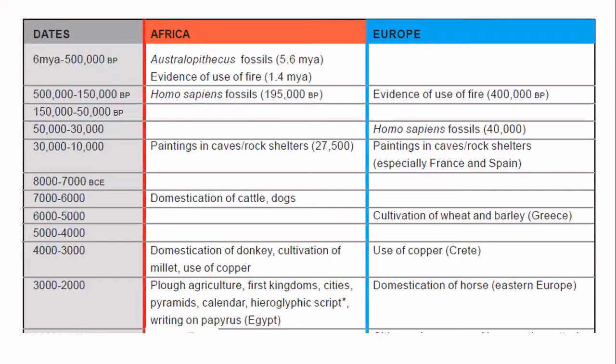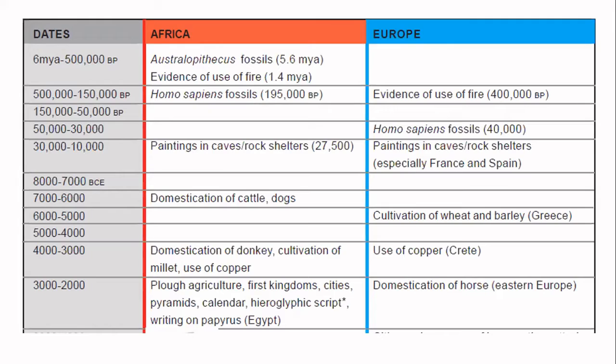Okay, so this is how you have a timeline. You have a dates column that indicates the time, and then over here we have two columns and they are color coded. Remember these color codes, they are very important because when you draw a timeline in your notebooks, you will keep it in the same colors as in your textbook. So Africa is red and Europe is blue.